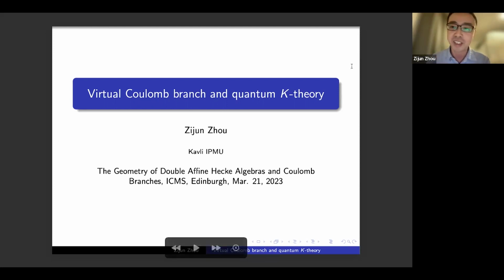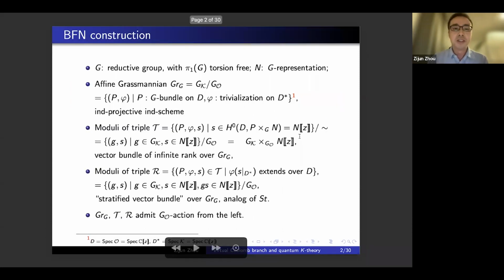And today I will talk about a virtual analog of BFN's construction of Coulomb branch and its connection with enumerative geometry, and especially quantum K-theory. Okay, so let me start. So first, let me review the BFN's construction of Coulomb branch.